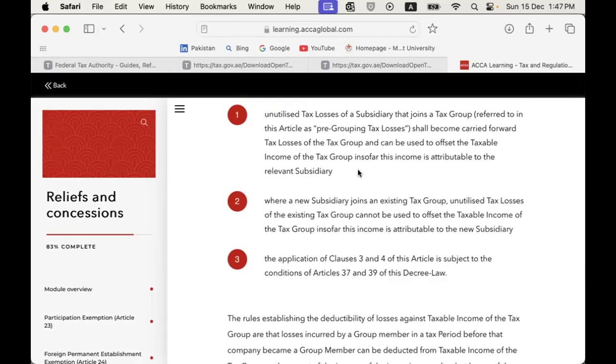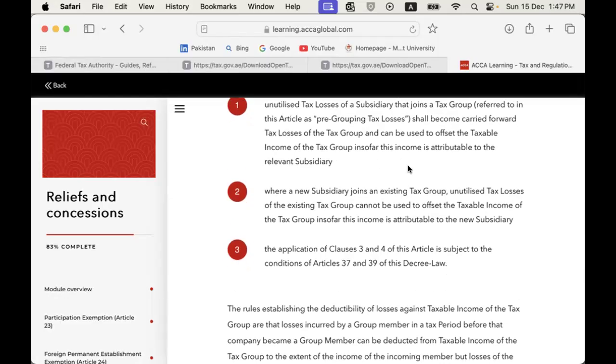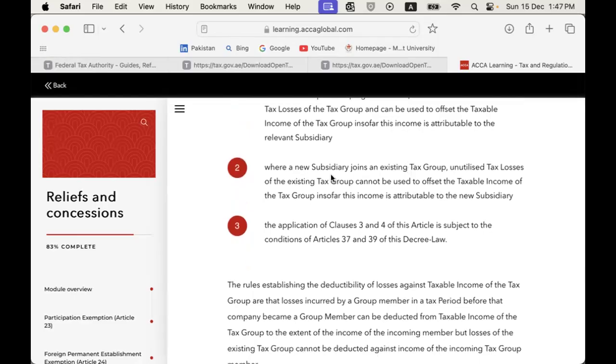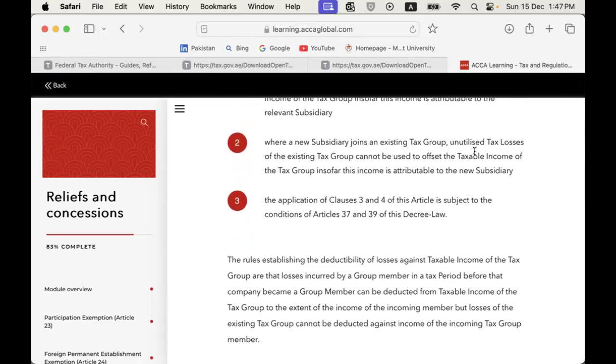New company is joining the tax group. Can the losses of that new company offset the incomes of other companies in the tax group? No. It can do so to the extent of its own income. New subsidiary: where a new subsidiary joins an existing tax group, unutilized tax losses of the existing tax group cannot be used to offset the taxable income of the tax group insofar as the income is attributable to the new subsidiary. So that's a very important point.